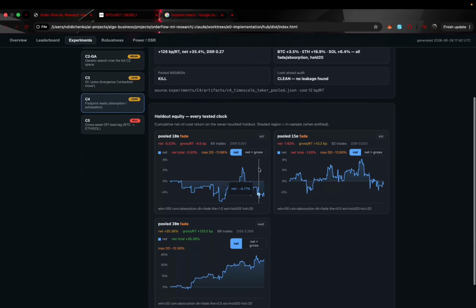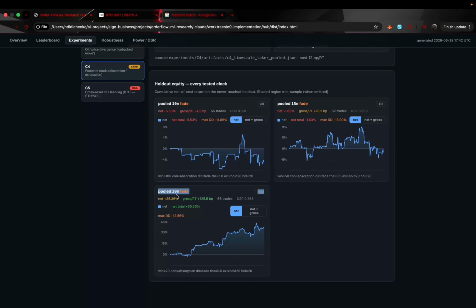If we look at the results here, pooled 30-minute fade, which means trade the mean reversion side, yielded 36% over 28 days with a drawdown of 12%, which means return to drawdown ratio is 3. That means if you allocate less capital to the strategy, so it reduces your drawdown, let's say to 6%, you would still have 18% return over a 28-day period. Isn't that amazing? It actually is.